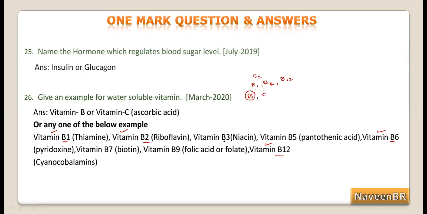The others they have given are B3, niacin, B5, pantothenic acid, and B7, biotin. It is also called vitamin H, but don't use that to represent it. It is for competitive exams you may require. Vitamin B9 is folic acid or folate. So these are additional information about the vitamin B complex.